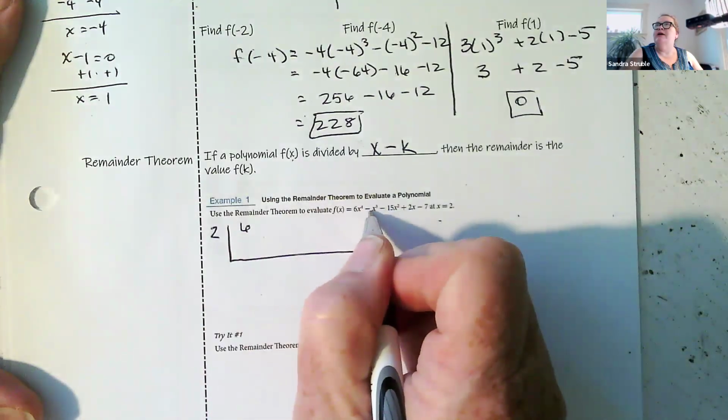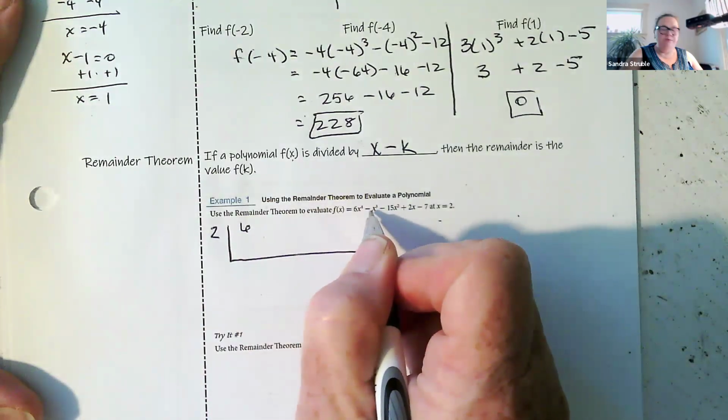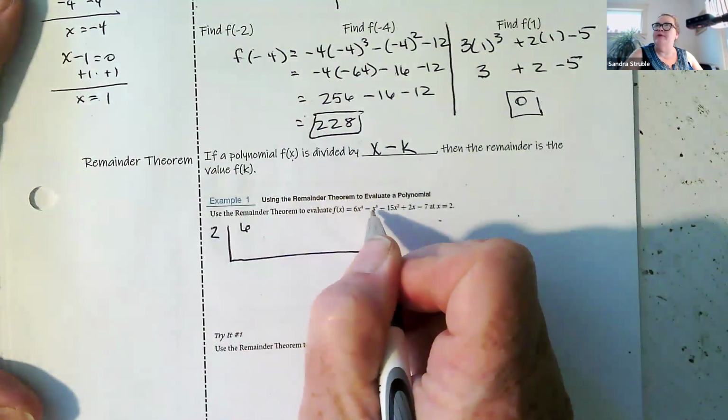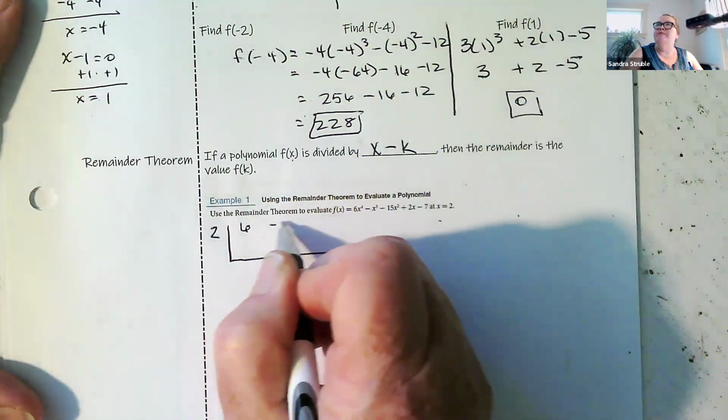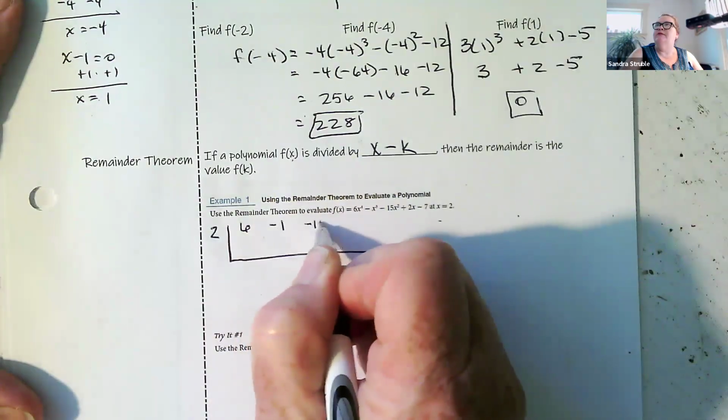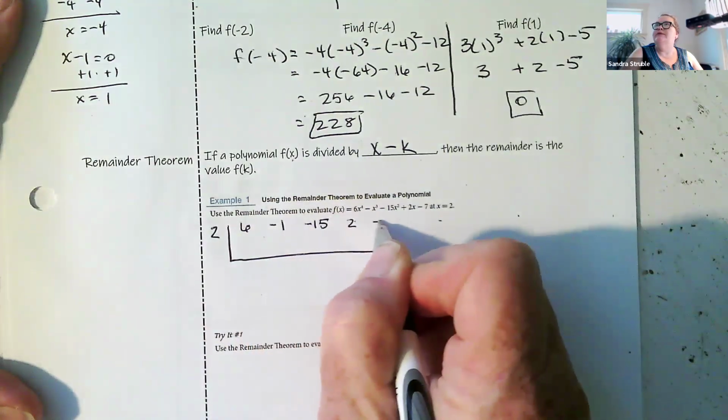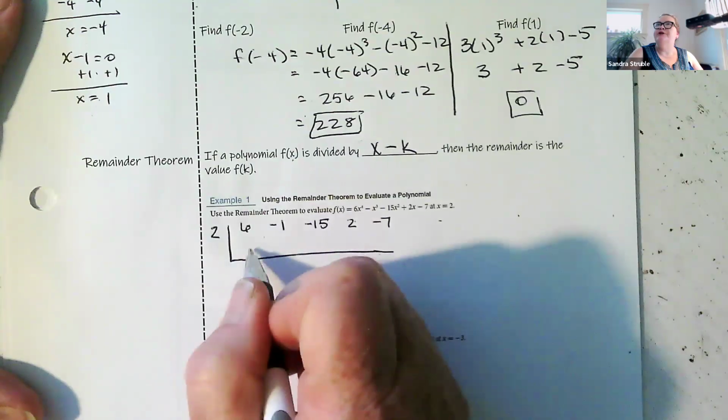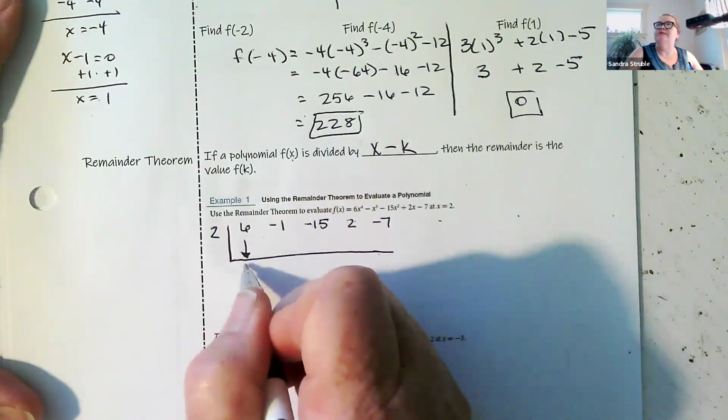If you do not have a number in front of the x, remember it cannot be 0. If there was a 0, you wouldn't have the x. So it's -1, -15, 2, and -7. First thing you're going to do is bring down 6.